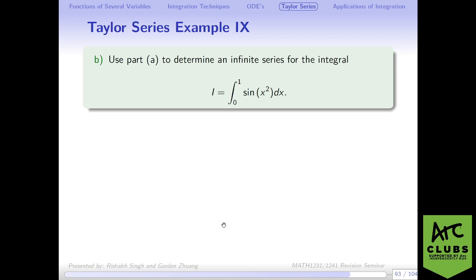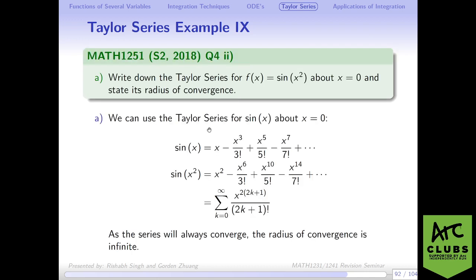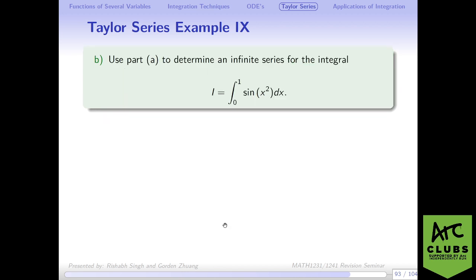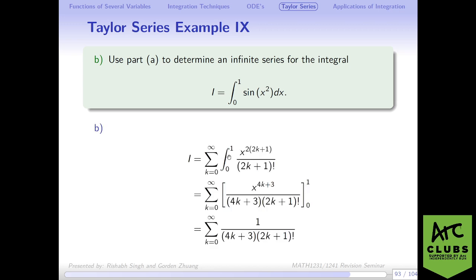And then part B asks us to find the integral of this sine x squared using the Taylor series. So the Taylor series is a type of power series, and so to integrate it, we can just integrate the individual terms. And so when we integrate it, we move the integral inside. And now when we integrate this, remember k is just a constant, so this is just x to some power. And so we can integrate this, and we'll find that the integral is equal to this sum.